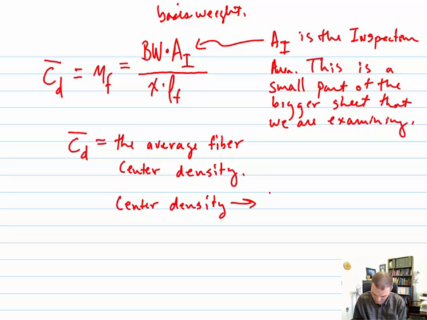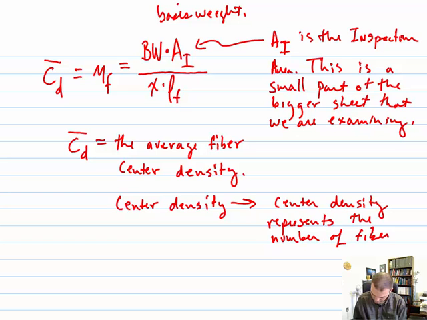I use this term because center density represents the number of fibers per inspection area. So the average center density we calculate like this above.